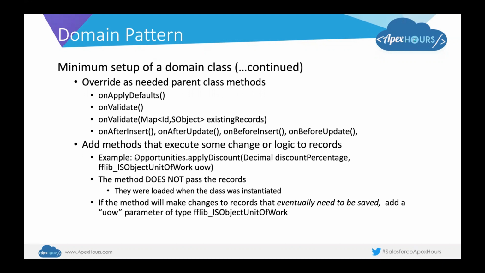Because, again, when you set up the Opportunities domain class, you actually provided all of the records that you wanted to work with during the constructor. So that's why I was saying the methods do not pass the records, they are just loaded when the class is instantiated. And then again, if the method is making changes to records that eventually will need to be saved, then you will add, typically at the end, the fflib_SObjectUnitOfWork. The unit of work is the class that will deal with saving and persisting of these records. And we'll talk about that a little bit later. But this is how you make it happen.